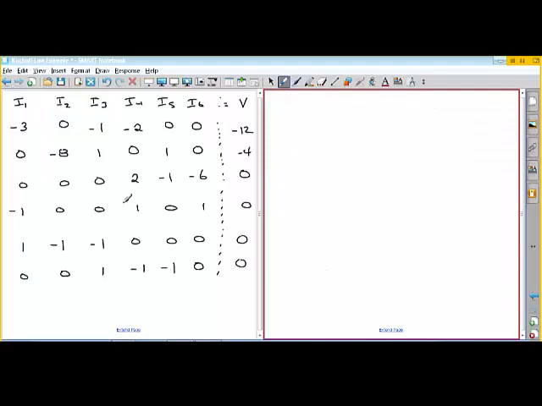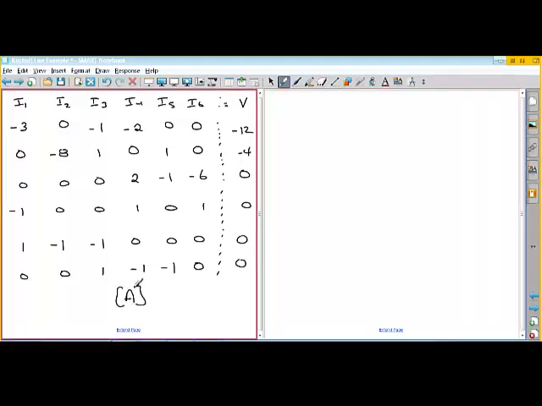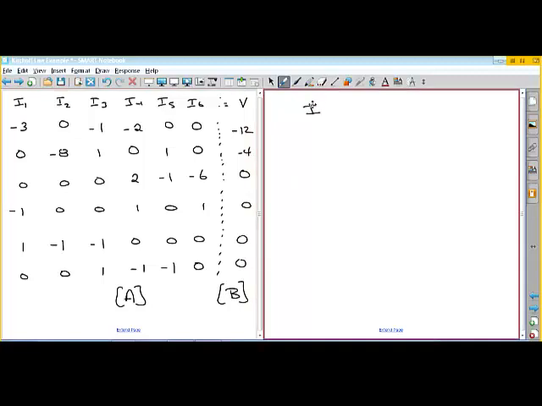So now that we have this matrix, we're going to call this the A matrix, and we'll call this the B matrix. And to solve for the solution matrix for the current, let's go back. What we're basically doing here is you have a matrix A, which is made up of these coefficients, and we multiply it by the current matrix, which is made up of these currents, and that equals the voltage matrix.